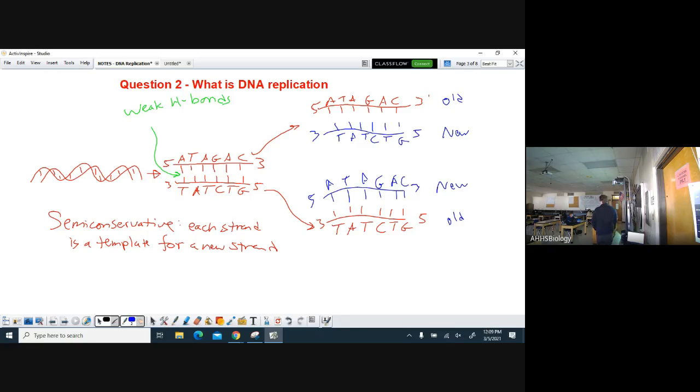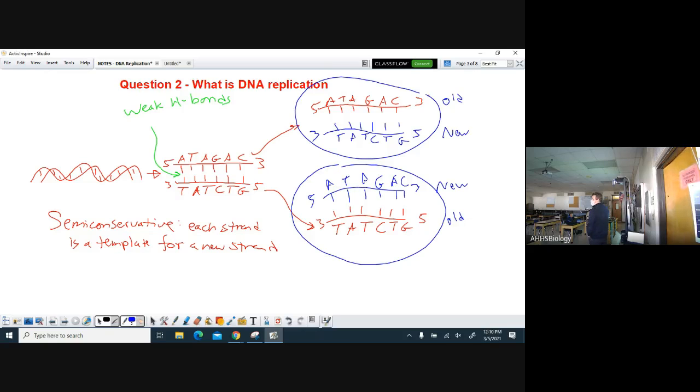How do these 2 sequences compare? How do these 2 strands of DNA compare? If you compare this to this whole thing, what are they? The same. They're the exact same, because we use the base pair rules.